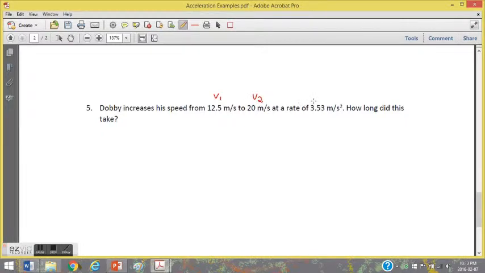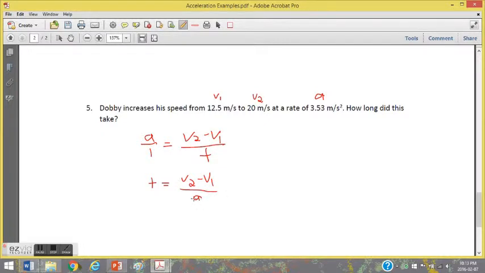How long did this take? So we need to find T. So again, I have A equal to V2 minus V1, all divided by t. I want to get t by itself. Cross multiply, I get at. I divide by a. I'm left with, in the end, t is equal to v2 minus v1, all divided by a.